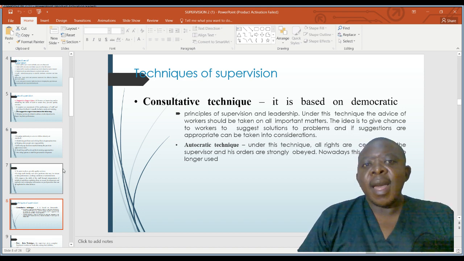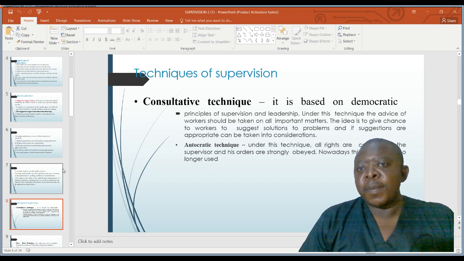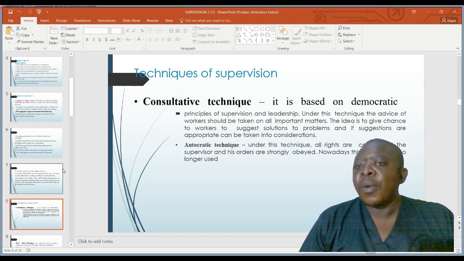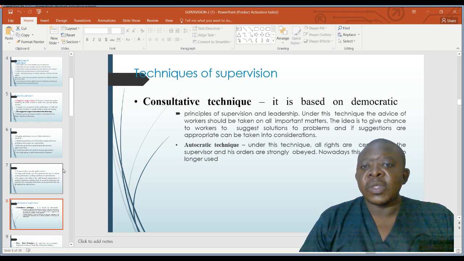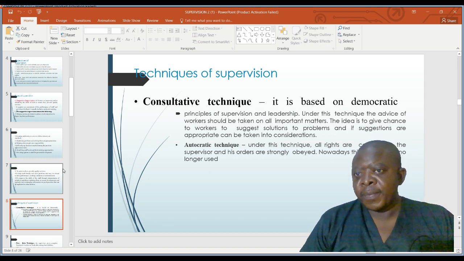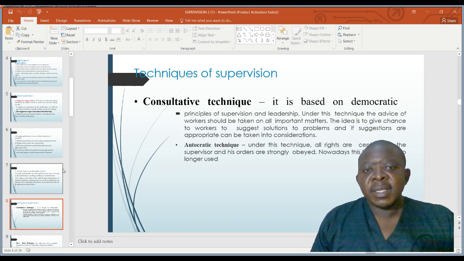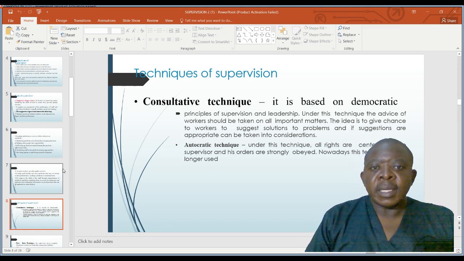Then the other technique, apart from the consultative principle of supervision and leadership, is the autocratic technique. Under this technique, all rights are centered in the supervisor, and his orders are strongly obeyed. Nowadays, this technique is no longer used. That is the autocratic technique.